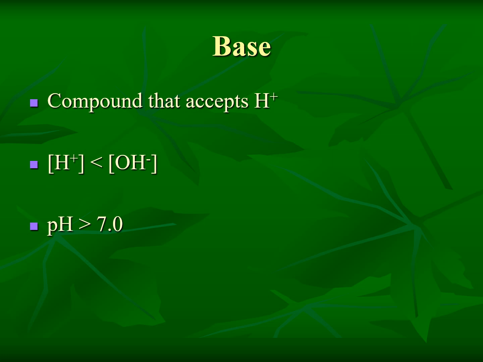For a base, we're going to talk about a compound that accepts the hydrogen. So the hydrogen ion concentration, because it's being accepted and bonding, is less than the hydroxide ion concentration. The pH is greater than 7.